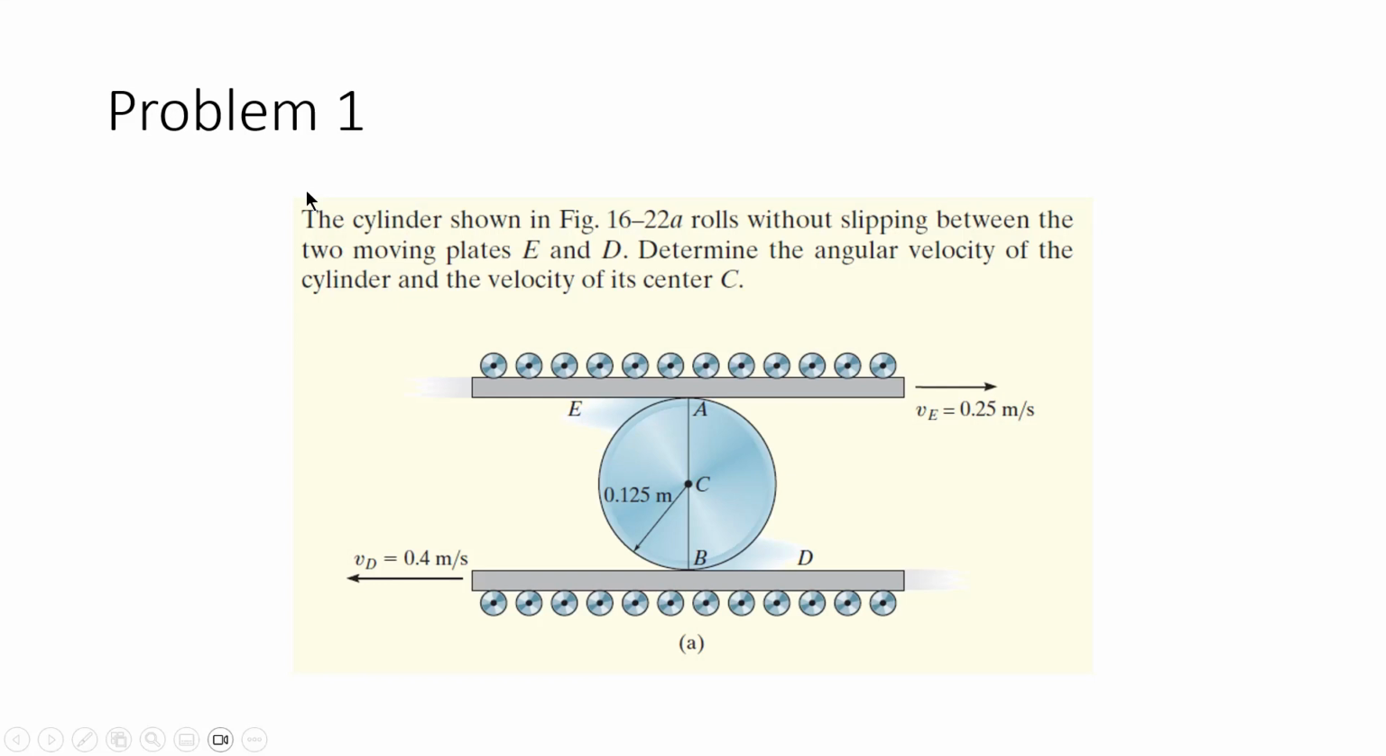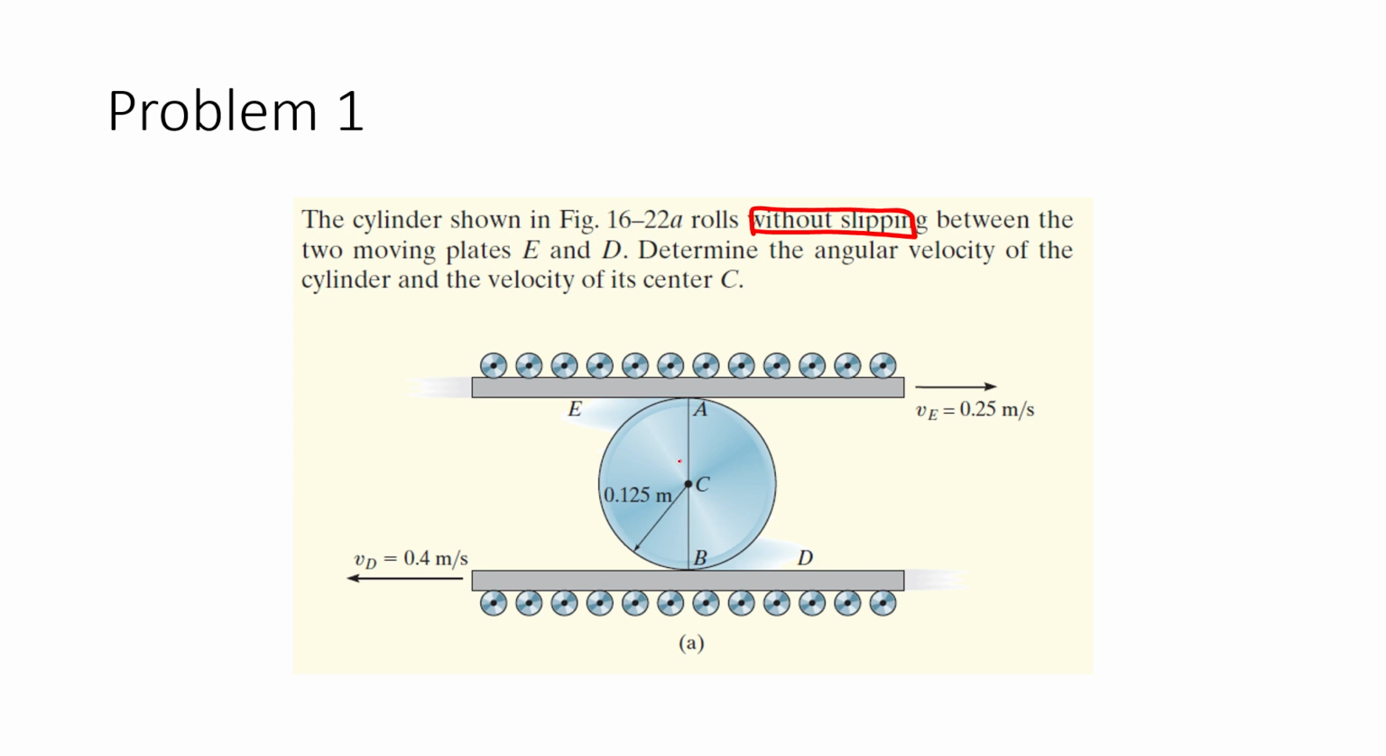So here I will solve a problem on instantaneous center of zero velocity. We have a cylinder that rolls without slipping. That's very important. So it's between two moving plates. The upper one moves with a velocity of 0.25 meters per second, and the lower one moves with a velocity of 0.4 meters per second. The radius of the cylinder is 0.125 meters.